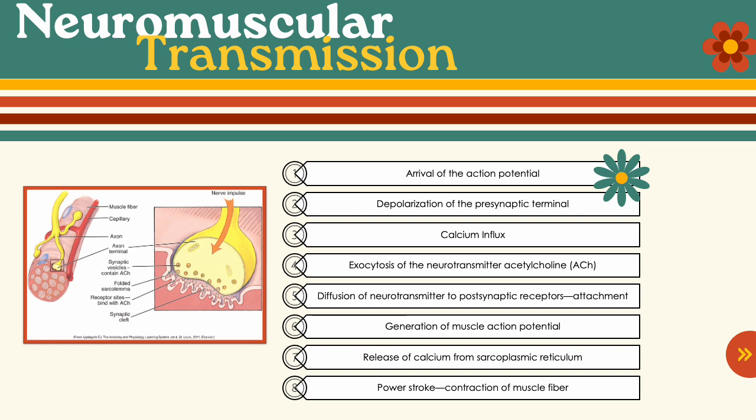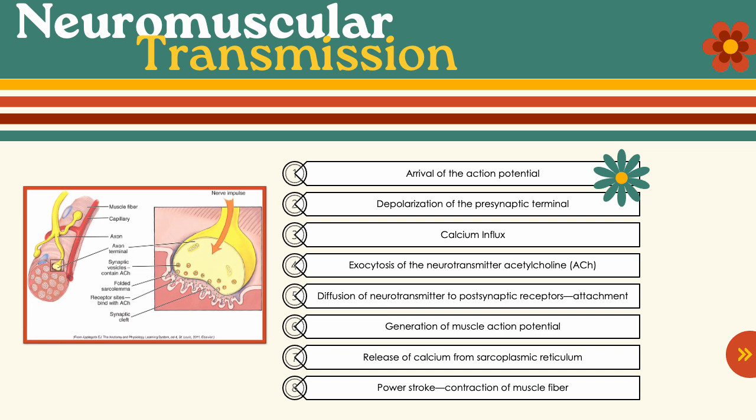So you have the different steps here. You have the arrival of action potential, and then you have the depolarization of the presynaptic terminal. And in order for that to happen very well, you have to have a calcium influx. And so we think of our bones and we think about calcium. This is where calcium comes into play when it comes to communication.